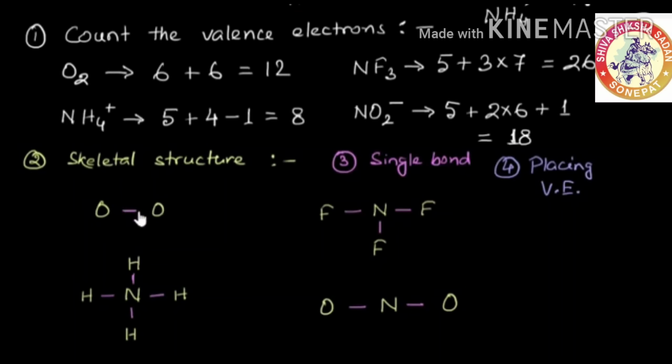Now 2 electrons are subtracted because these 2 electrons are present in the single bond. Draw the electrons in this way so that all the 12 electrons are distributed in these 2 oxygen atoms. By drawing these 12 dots on the oxygen atoms, we get that the double bond should be present between these 2 oxygen atoms.